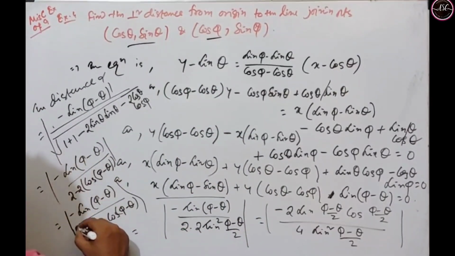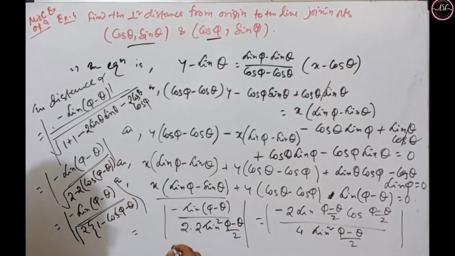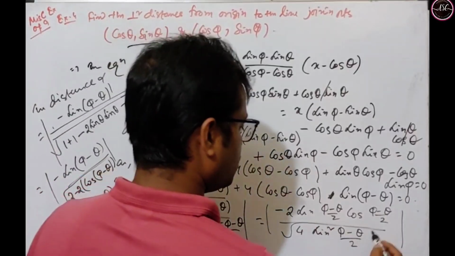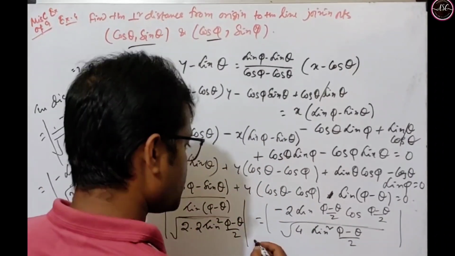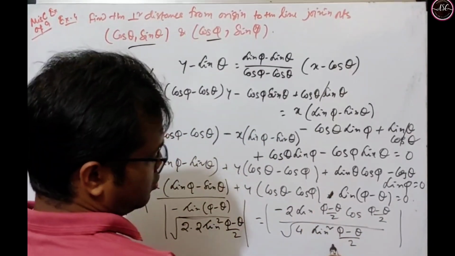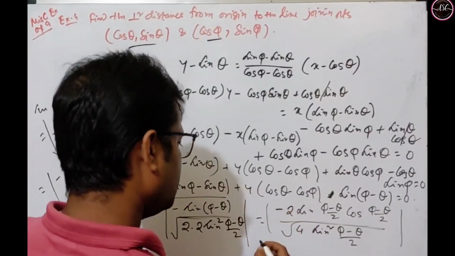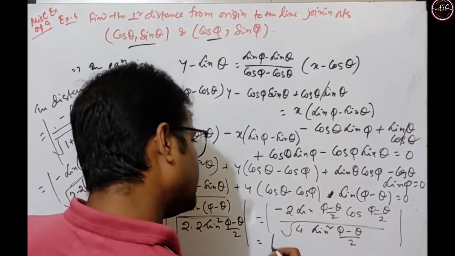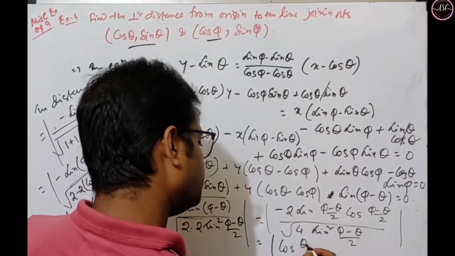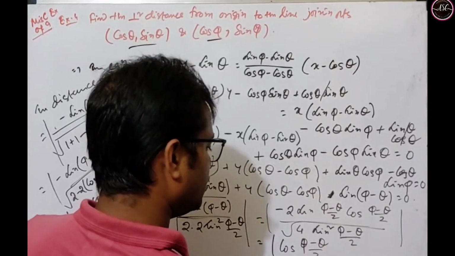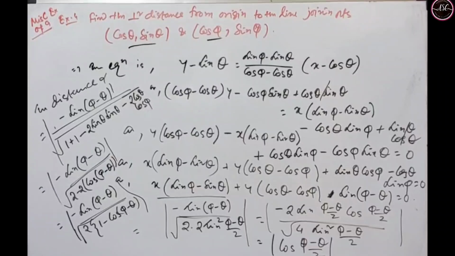Sorry, this is within root, all of this is within root. So sin (phi minus theta)/2 will be cancelled out, the 2 will be cancelled out, and within mod we can write this as cos (phi minus theta)/2. That will be your distance.